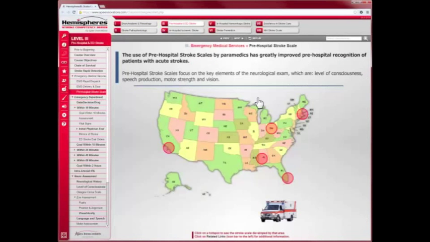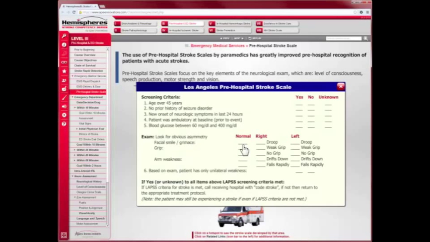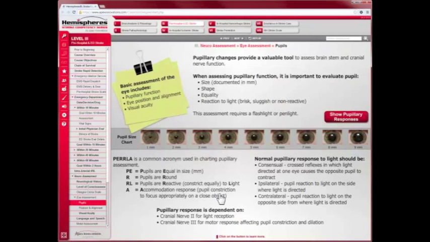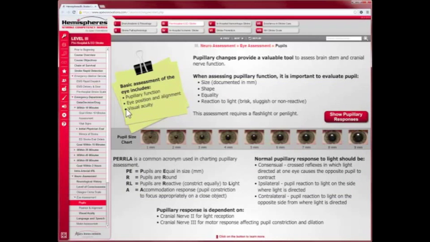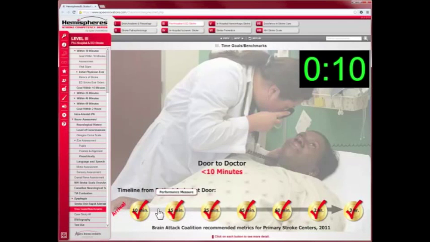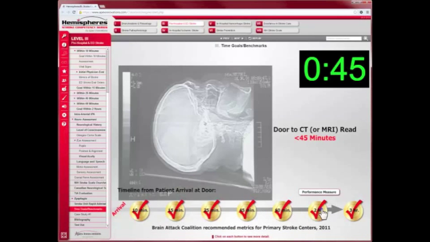Level 3 discusses the stroke chain of survival, beginning with recognition of typical and atypical stroke signs and symptoms. Current and crucial aspects of emergent stroke care are reviewed in a comprehensive and logical manner following time-sensitive best practices. EMS and emergency department specific assessments, stroke scales, testing, and treatment are presented.